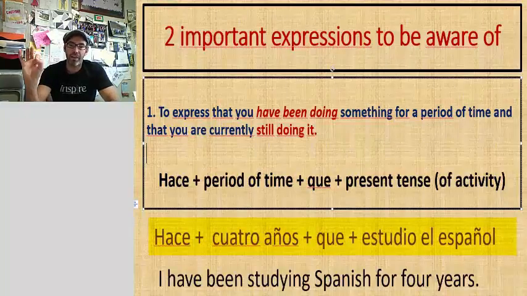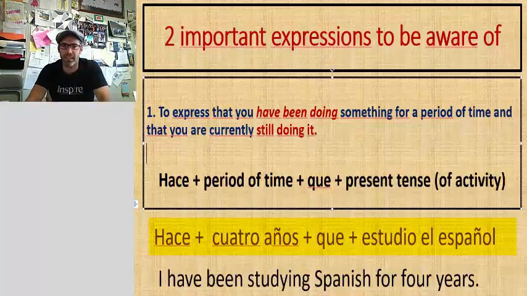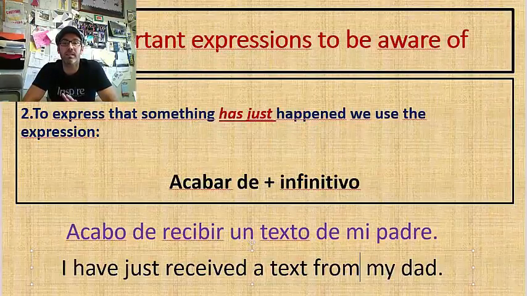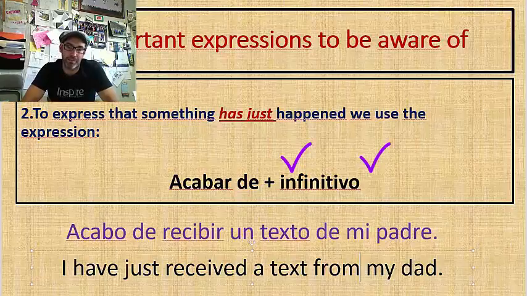So, hace, followed by the period of time that you've been doing the activity, followed by que, followed by the activity itself, conjugated in the present. So that's expression number 1 to be aware of. And expression number 2 to be aware of is to express that something has just happened. And in this case, what we use is acabar de, followed by the infinitive of whatever the action is.